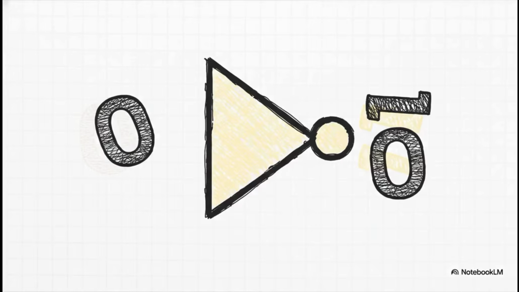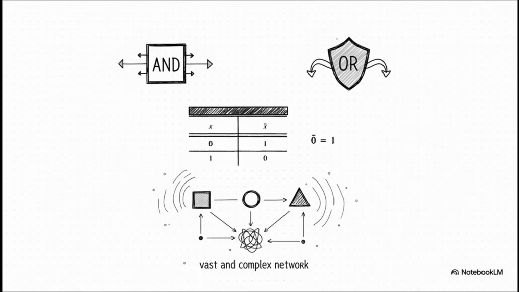And finally, we have the simplest employee on the payroll, the NOT gate. I call it the opposite one. It has only one input, and its entire job is to just flip or invert whatever you give it. You give it a 0, it gives you back a 1. You give it a 1, it gives you back a 0. I mean, it's so simple. Its truth table only has 2 lines. Input 0, output 1. Input 1, output 0.